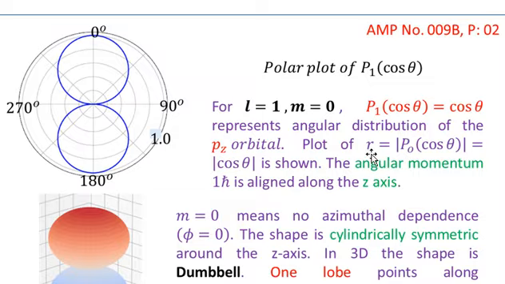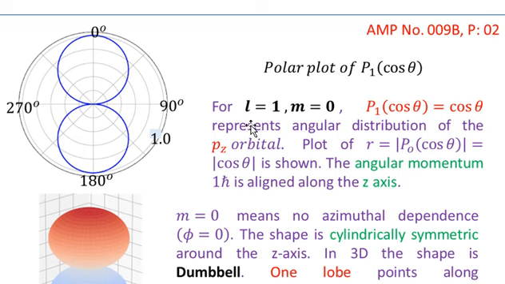So for the plot of R, you know that we always plot the magnitude of the polynomial, because the polynomial may sometimes contain negative signs, and we cannot plot negative signs in the polar coordinates because the radius has to be a positive quantity. So we shall always plot the magnitude of this polynomial. So we have R is equal to mod of P1 of cos theta, which is equal to mod of cos theta. And this is shown in the form of a pz orbital.